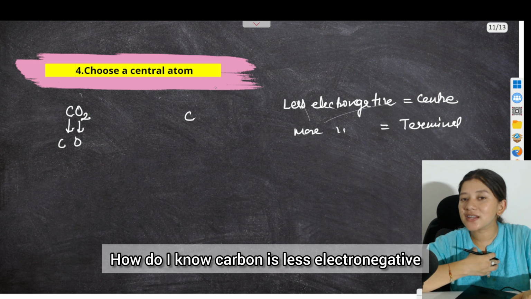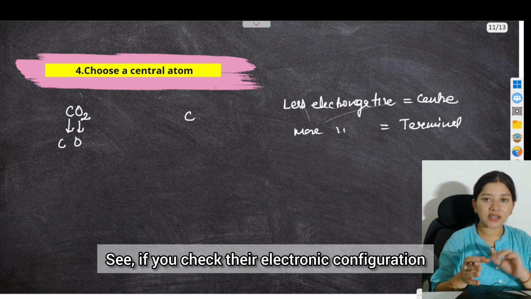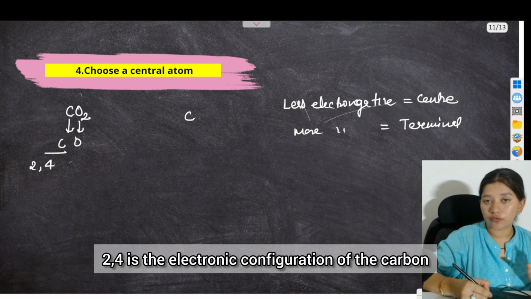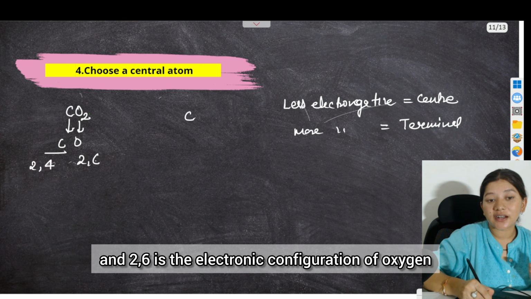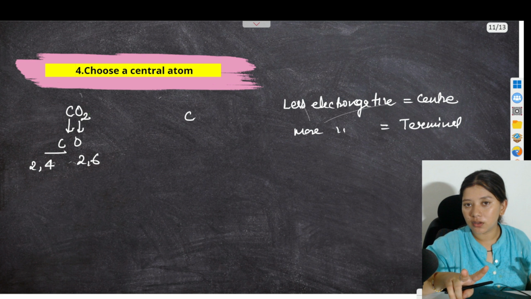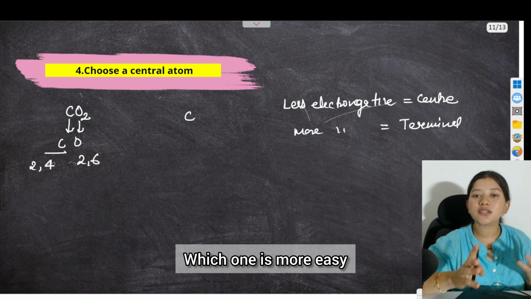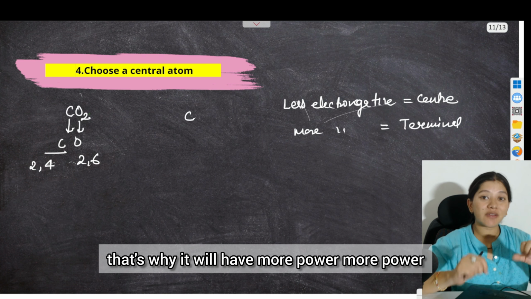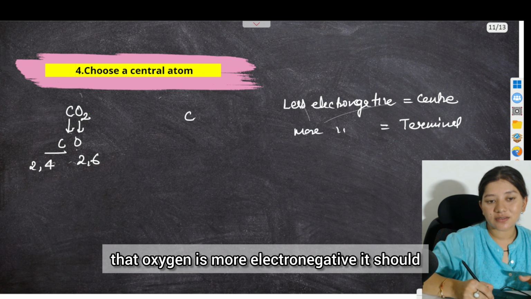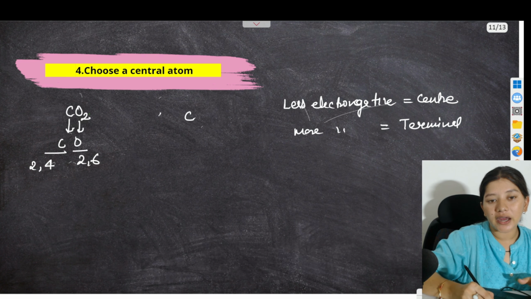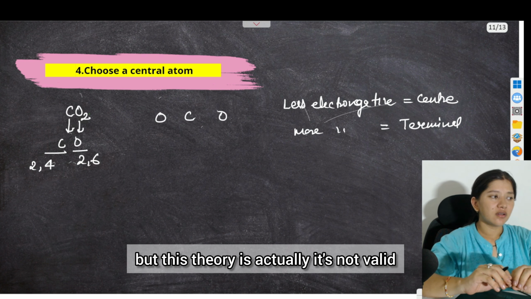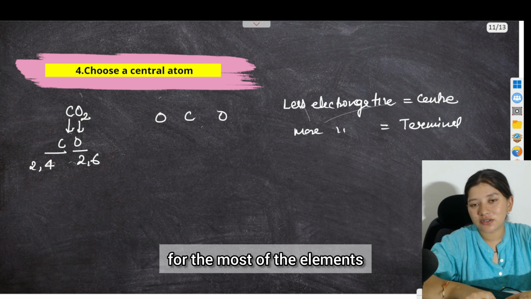How do I know carbon is less electronegative? See, if you check their electronic configuration, you will get an idea. 2,4 is the electronic configuration of carbon, and 2,6 is the electronic configuration of oxygen. Oxygen needs only 2 electrons to be stable, while carbon needs 4. Which one is easier? For oxygen, right? So that's why it will have more power. More power, more electronegative. So I know that oxygen is more electronegative, it should be at the terminal, and the carbon should be at the center.